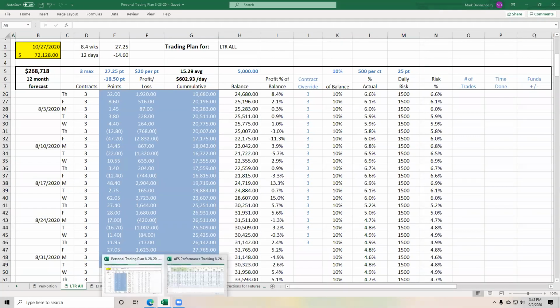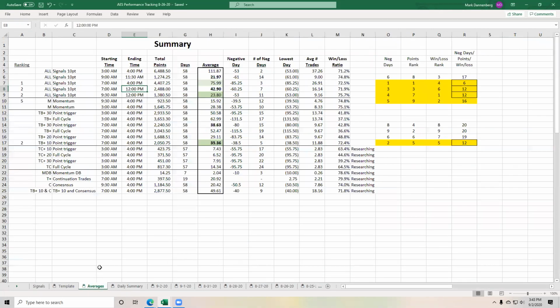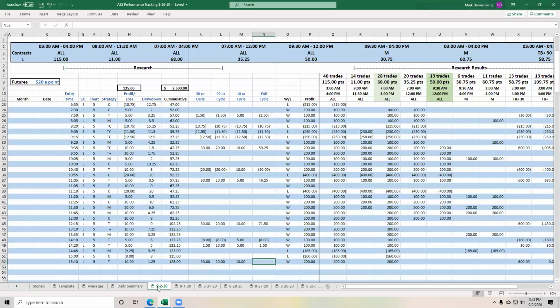By the way, there are a bunch of categories that we actually keep track of. You can see every one of these, every line is a different category: a breakdown of all signals, different time frames, momentum signals only, combinations of signals, holding for 10 points, holding for 20, holding for the full cycle, etc. And we also have several categories that we're researching. But we're not going to profile all of those categories.